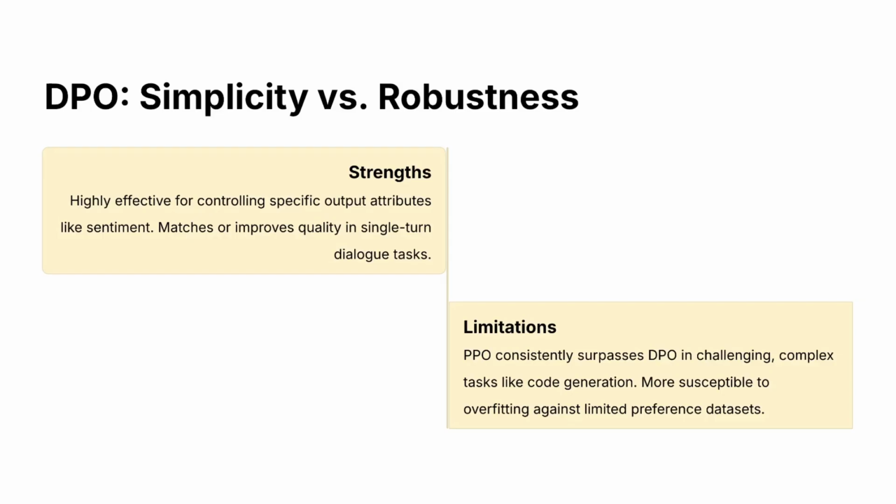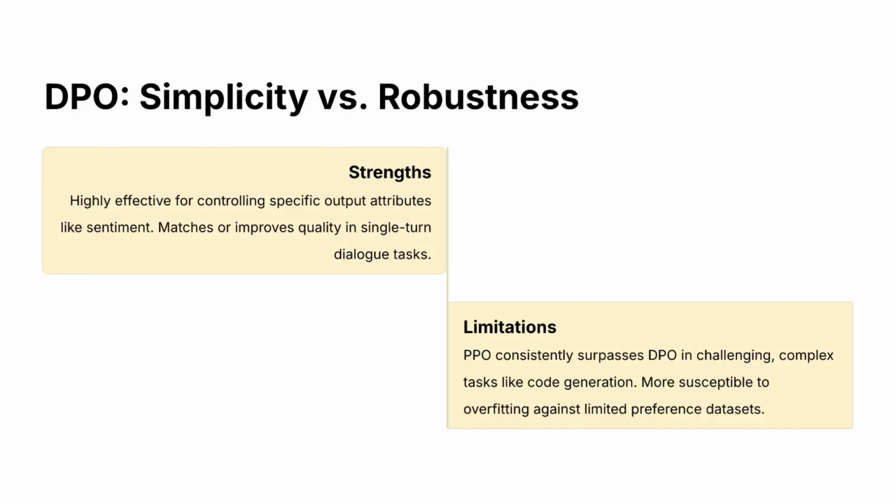So let's talk about the comparison between DivPO and PPO. The trade-off really comes down to simplicity versus robustness. On the strength side, DivPO shines in settings where we want to control a clear, specific attribute like tone, sentiment, or style. It's efficient and can often match or even outperform PPO in simpler single-turn dialogue tasks, where the feedback signal is straightforward. It has a streamlined training process and also makes it easier to implement and tune.